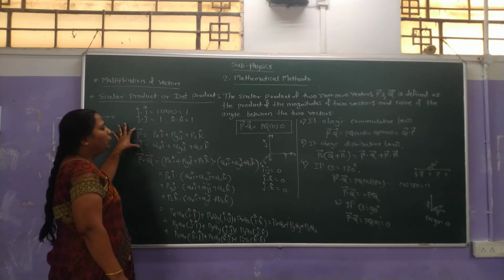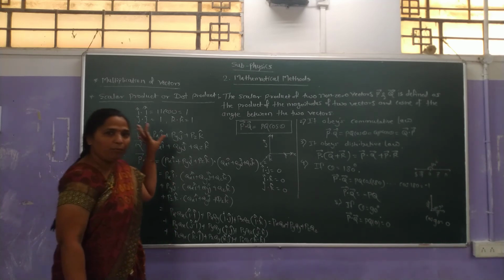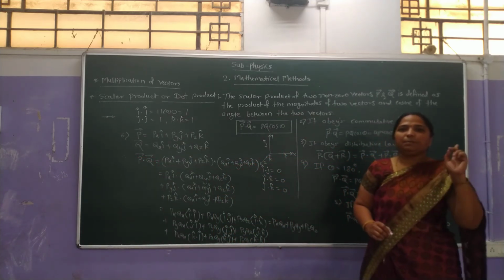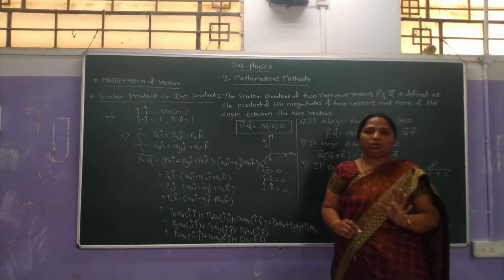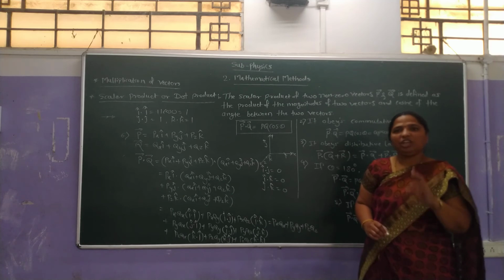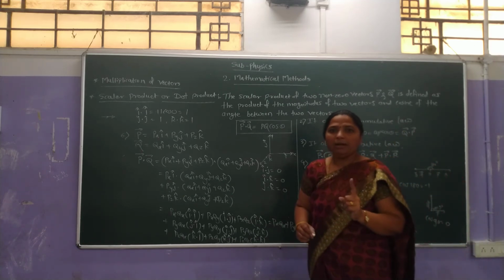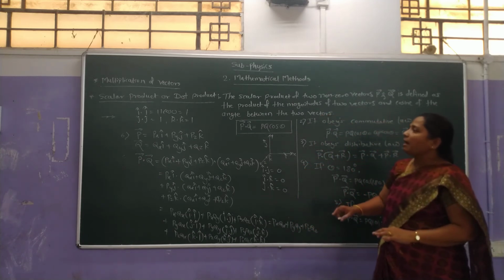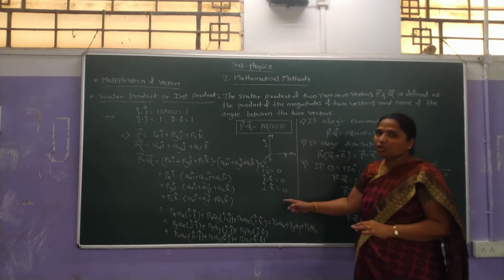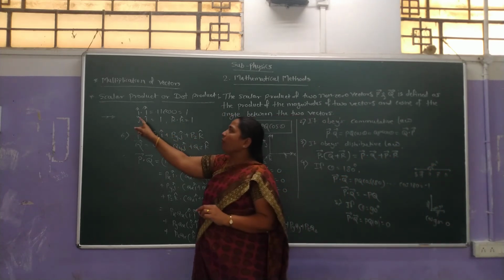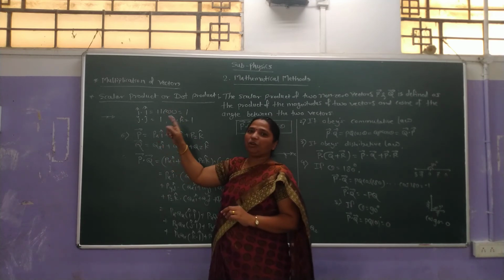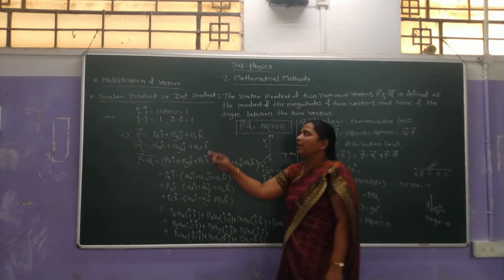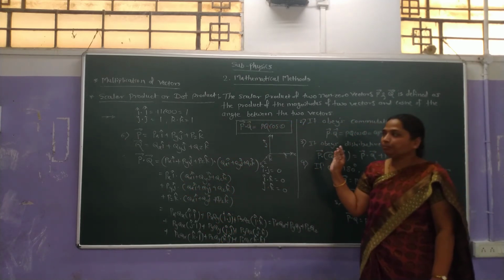Therefore, the dot product of two vectors in rectangular component form is p dot q equal to px qx plus py qy plus pz qz. I dot i is 1, j dot j is 1, k dot k is 1, i dot j is 0, j dot i is 0. Perpendicular vectors have a dot product of 0, but the same unit rectangular vectors, i dot i, j dot j, k dot k, give 1. These are the properties of the scalar product of two vectors.